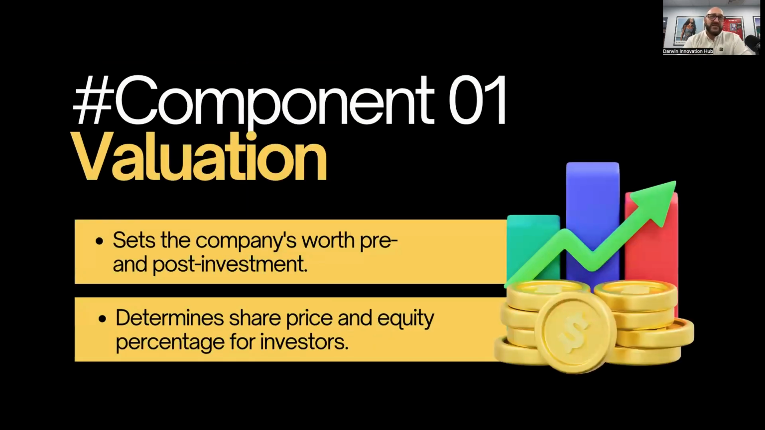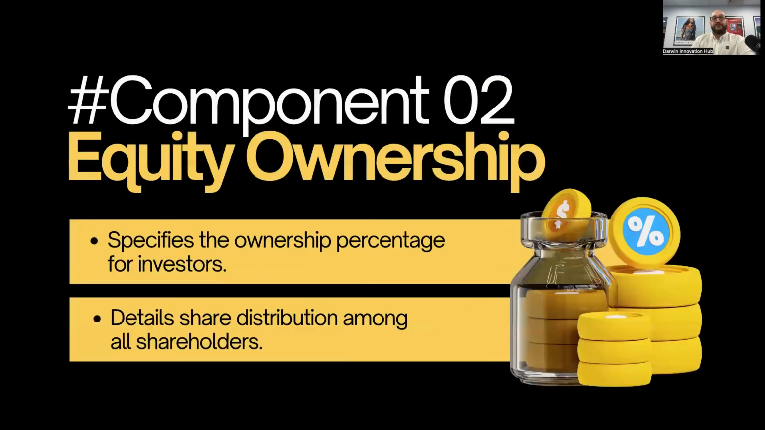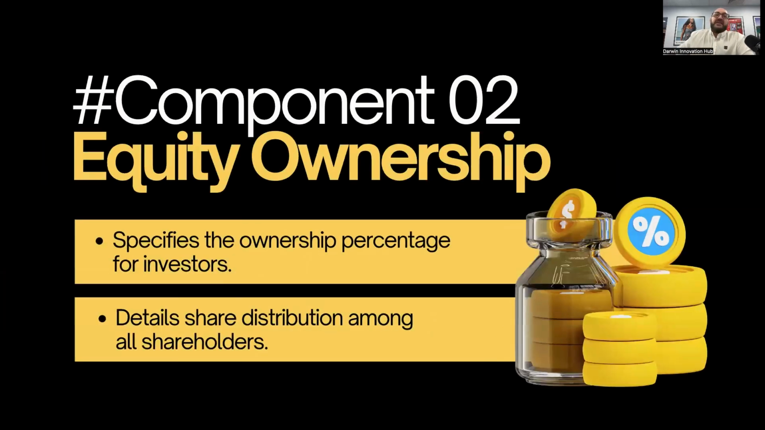So let's look at the valuation. This sets the company's worth both before and after investment. So there's an agreement that at the point of investment, the company is worth X amount of dollars, but it also sets what then the company is worth after that investment. Given there's an investment in the company, generally the valuation will go up. It also determines the share price that is set by yourselves and the investors, and the equity percentage that the investors have. So how much of those shares do your investors have, or the directors, or yourself in the case of a solo entrepreneur?